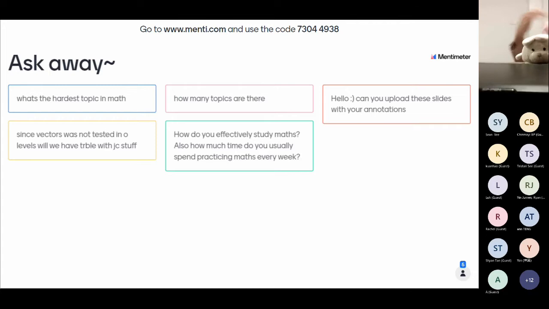How do you effectively study math? How much time do you spend practicing math every week? Okay, I will not include my FM stuff, so you can really understand how much I actually do math every day. All right. Now, how to effectively study math?